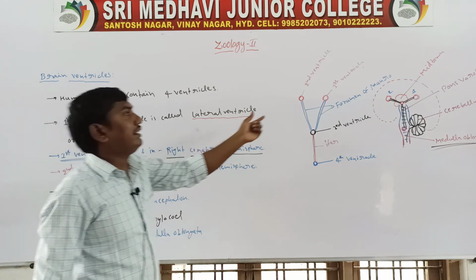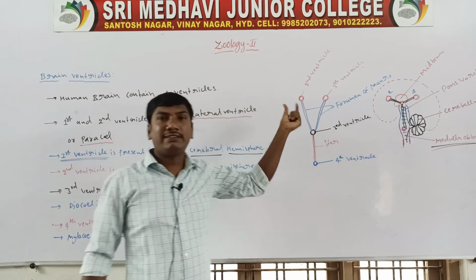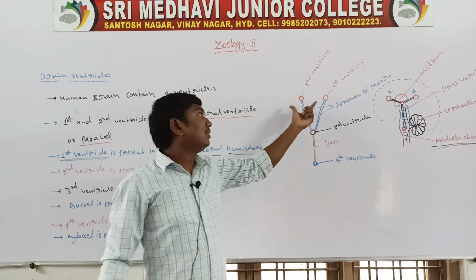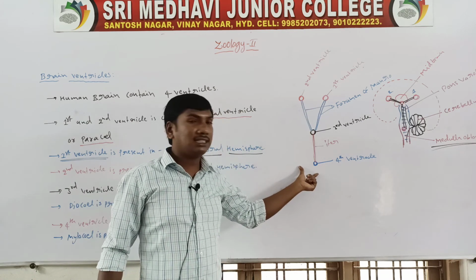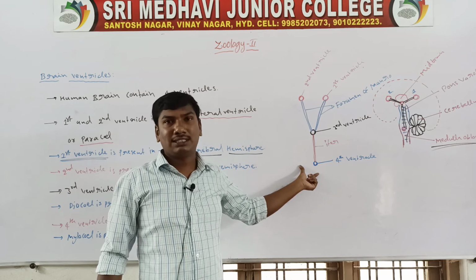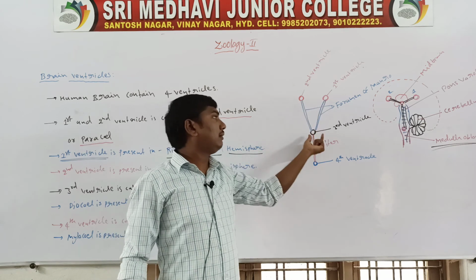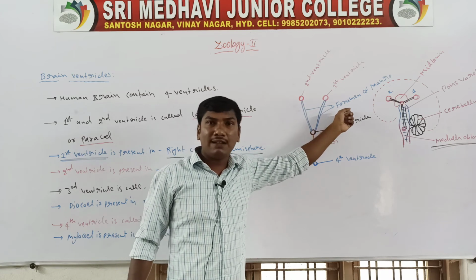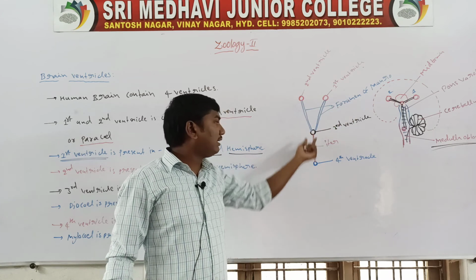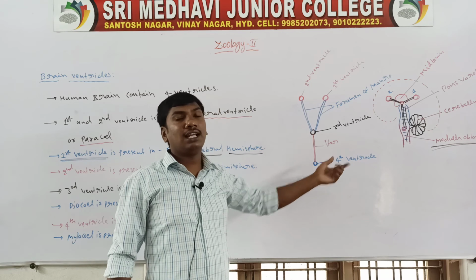The first and second ventricles are called paracele. The third ventricle is called diocele. The fourth ventricle is called myelocele. The first and second ventricles connect to the third ventricle through the foramen of Monro. The third ventricle connects to the fourth ventricle through the iter.